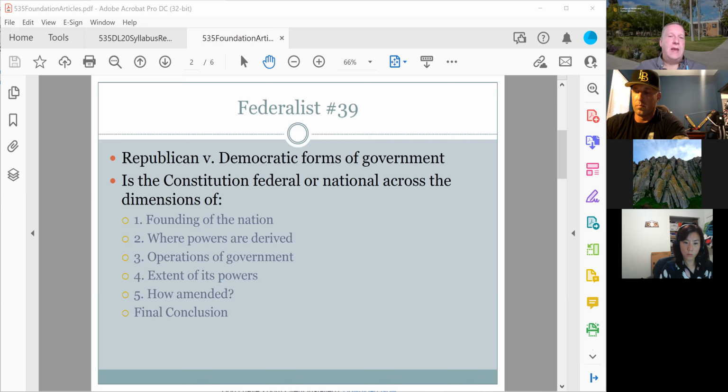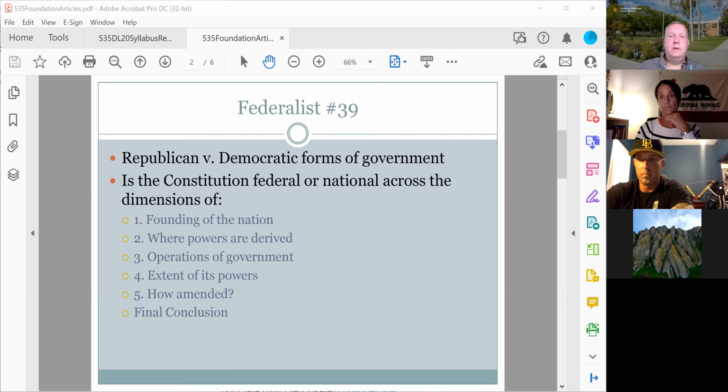Second question he asked is, in terms of where powers are derived, where power comes from, is that national or is that federal? So what conclusion did he come to? Federal. Yeah, there's certainly a federal component to it. And he argues we see the federal component in terms of states having primacy. We see it in things like the US Senate and the equal representation in the US Senate. So there's a very big federal component.